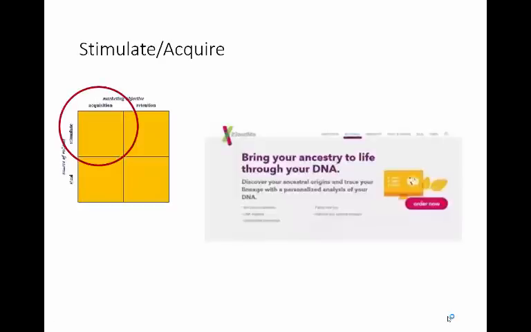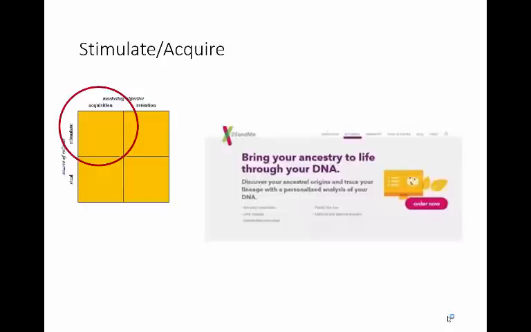Okay, back to the first quadrant. We're in stimulate acquire. And for this example, I'm using 23andMe. 23andMe is a company that offers DNA testing to the general population. I think it costs $99. I have done it. I also bought it for my dad for his birthday present last year. And DNA testing, of course, has been around for a long time, but it has in the past not been available just to the general public. It was typically associated with more specialized medical situations.